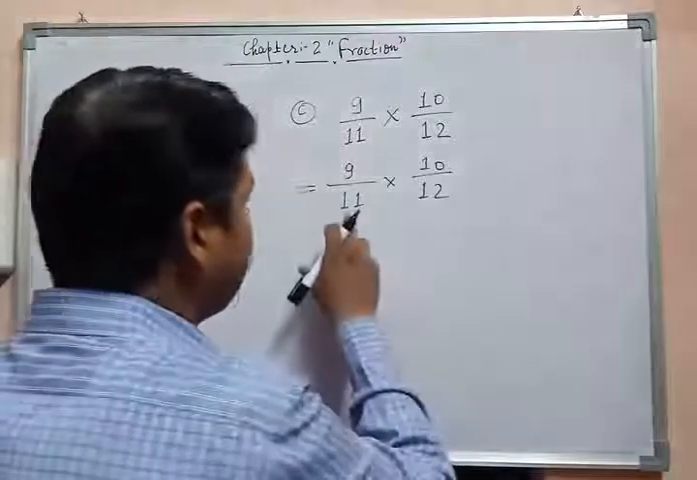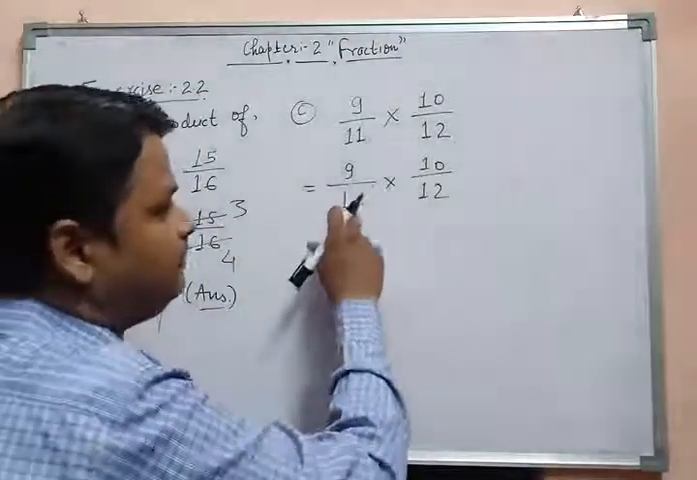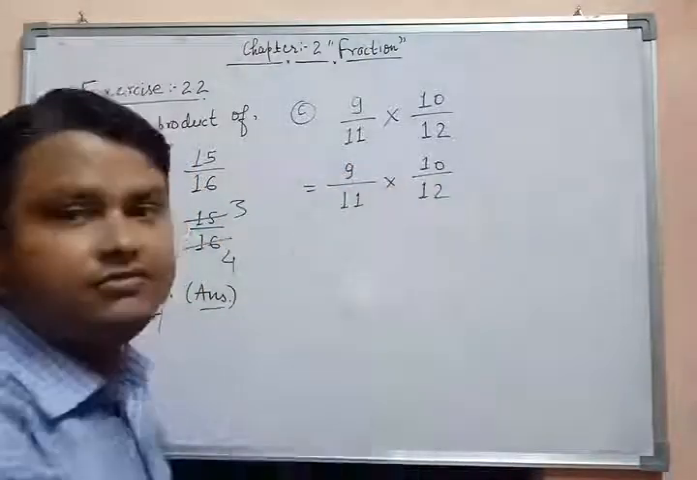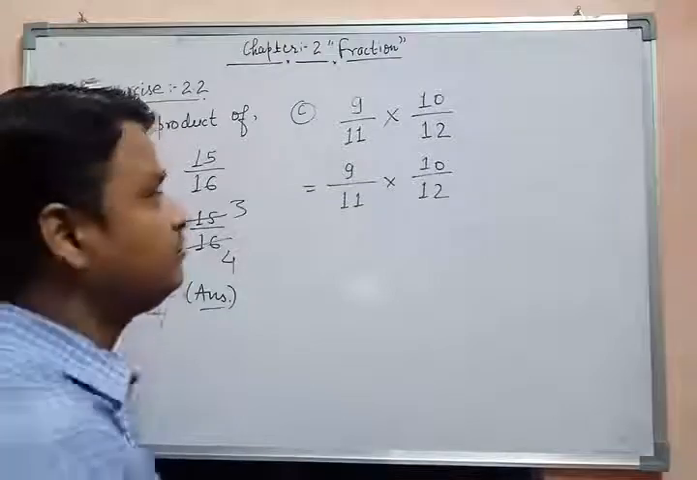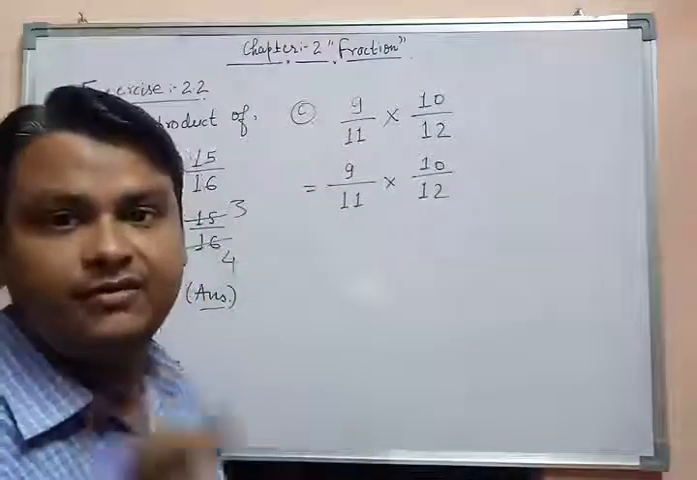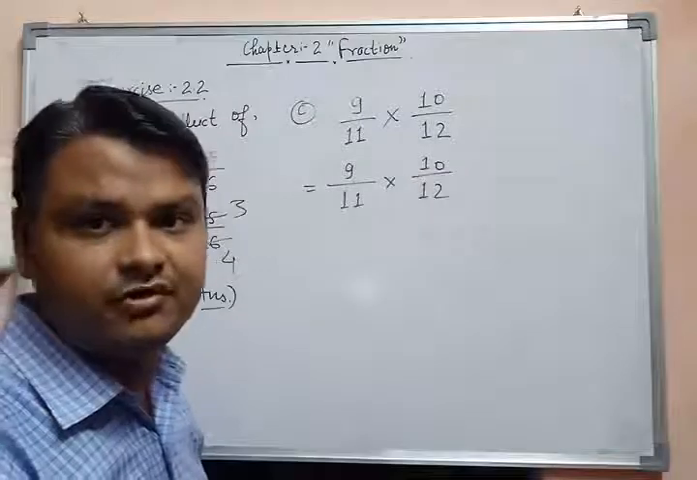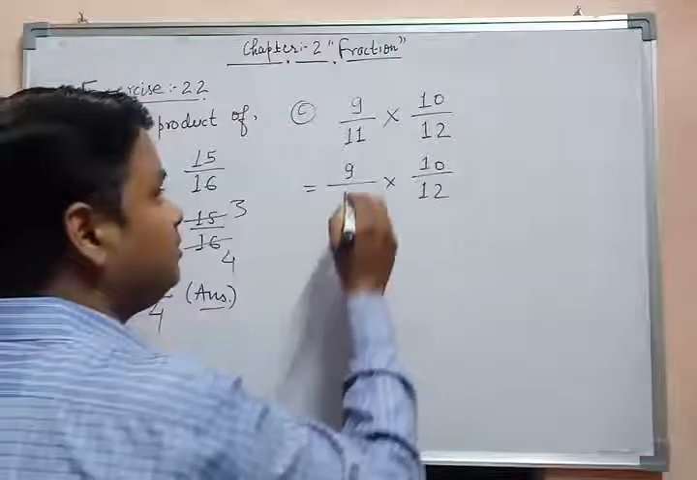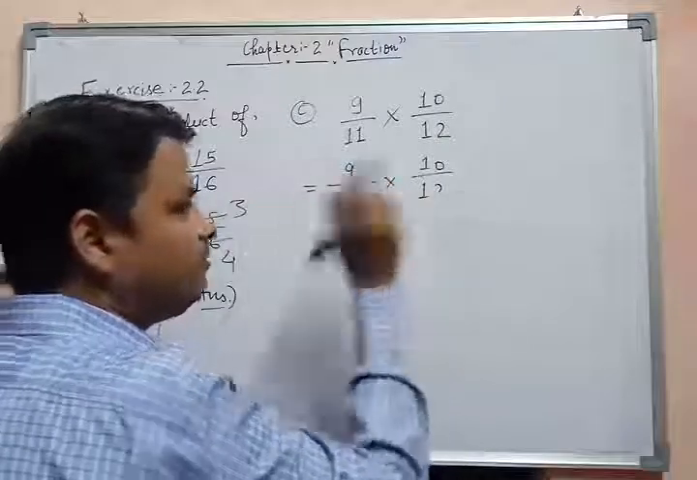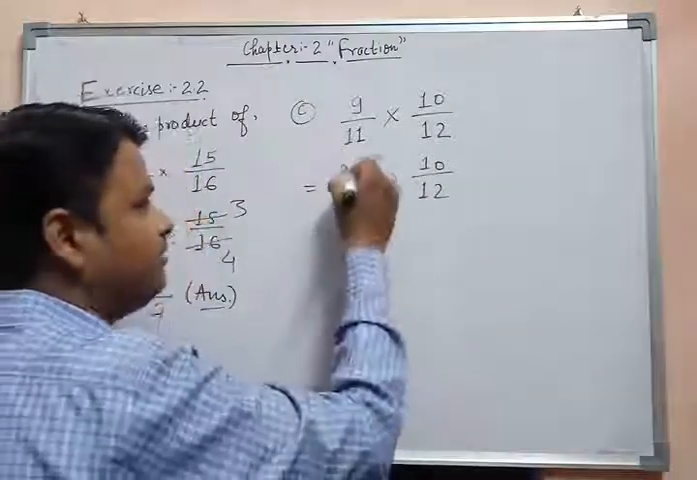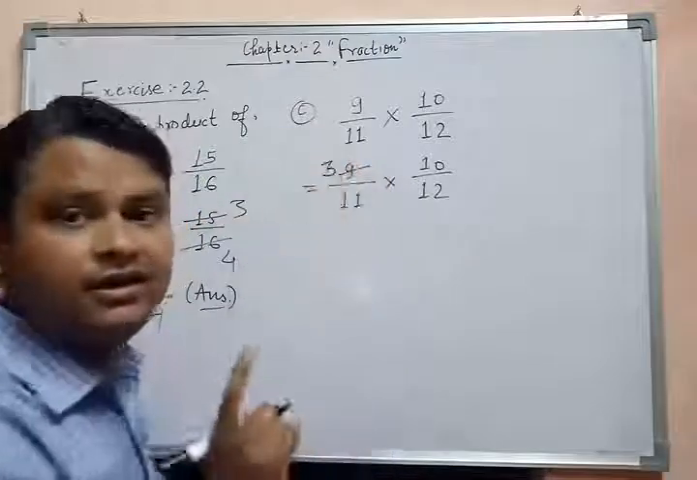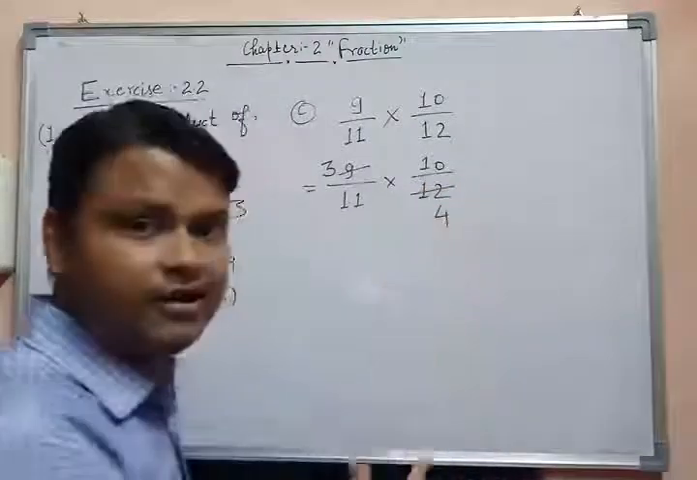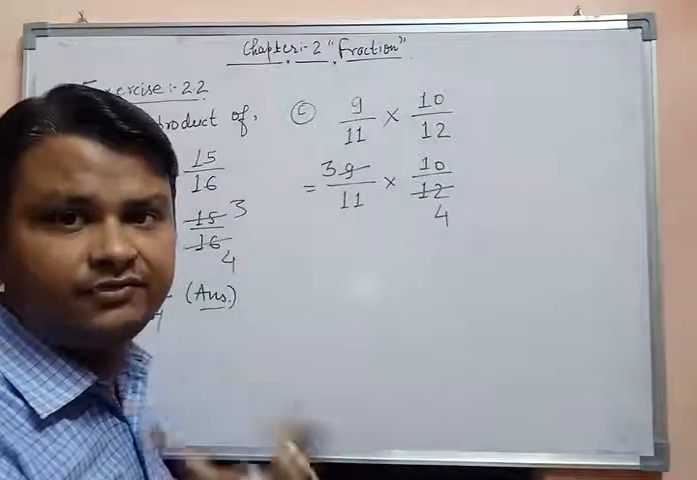Here, in the table of 11, 10 does not come. Okay, but in the table of 3, 9 and 12 come, so it can be cancelled by 3. 3 3s are 9, and 3 4s are 12.